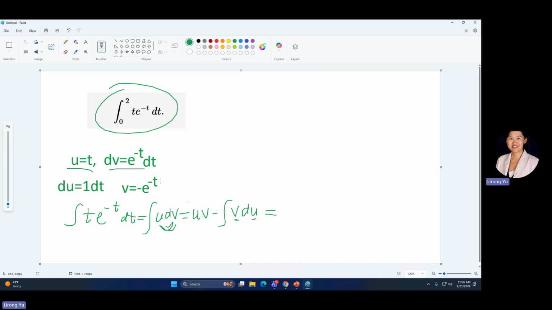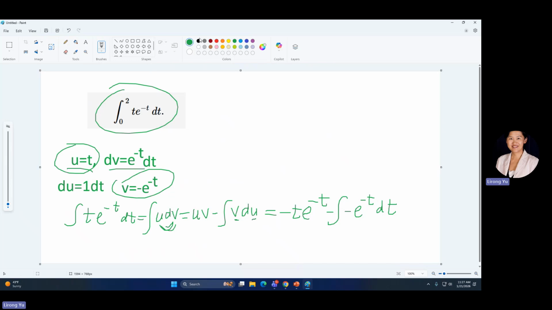So we expand this: that is the u, that is the v. Multiply these two, you get negative t, and to put the negative before everything, negative t times e to the negative t, that's u times v. And then we want to subtract the integration of v du. V is negative e to the negative t, and du equals dt. Okay. And we have a negative behind the integration, and we have a negative before the integration. These two combined make a summation.